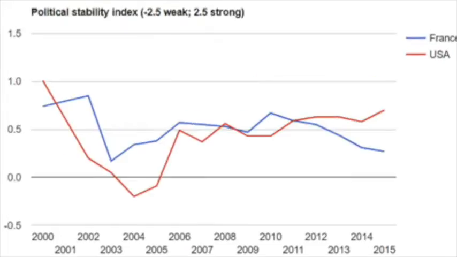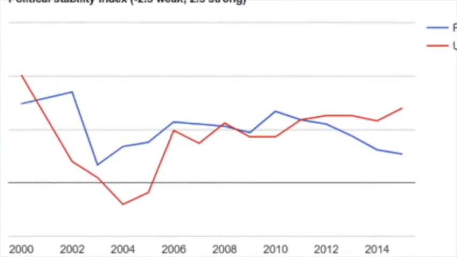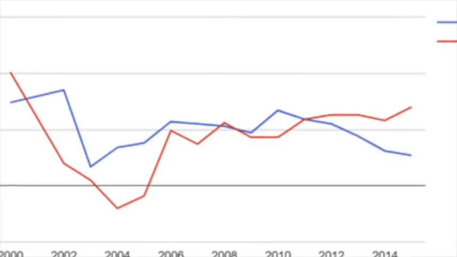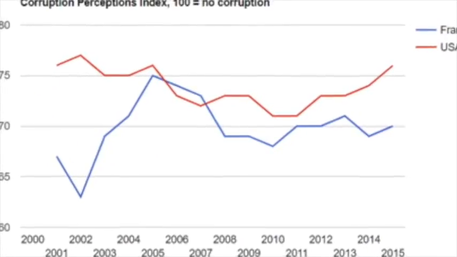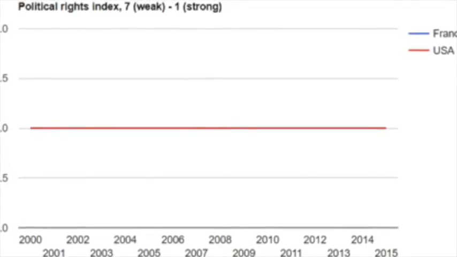The political stability of France is showing a downward trend and is at a 0.27. France's corruption index is on the cleaner side and is ranked number 23 out of 176 countries. France is a free country with a freedom rating of 1.